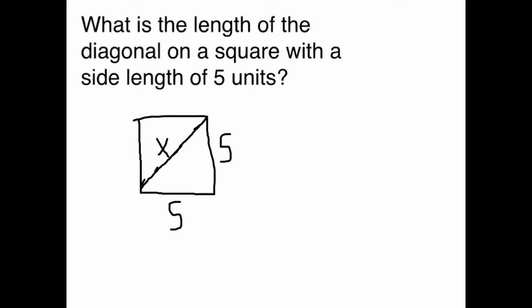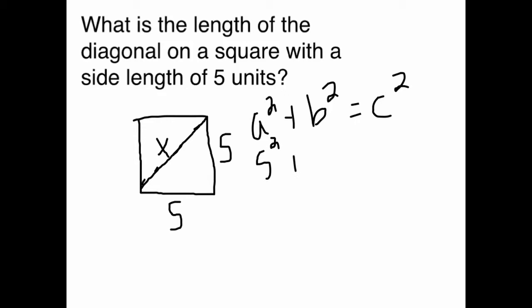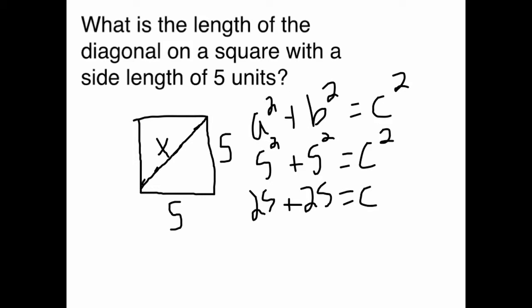I'm going to go ahead and plug in for our equation. A squared becomes 5 squared plus b squared, which is 5 squared, equals c squared. Now, 5 squared is 25 both ways. 25 plus 25 is 50 equals c squared. Now, the last thing I want to do is go ahead and take the square root.